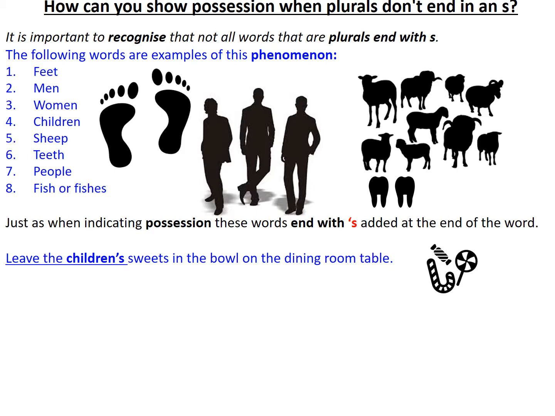Because I'm dealing with a multitude of children already, I don't add an S onto the word children. Instead, I put an apostrophe and an S. It would be wrong to write children's with an apostrophe after the S, as the plural of child is children, so we're already dealing with that.